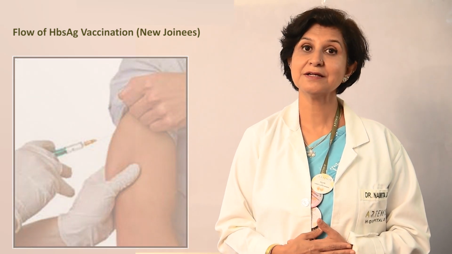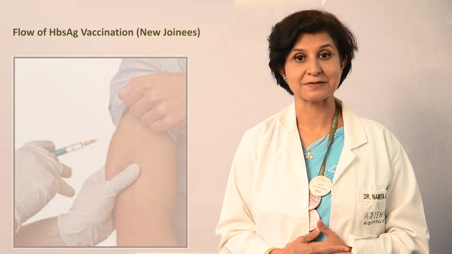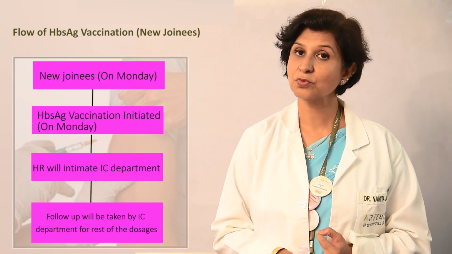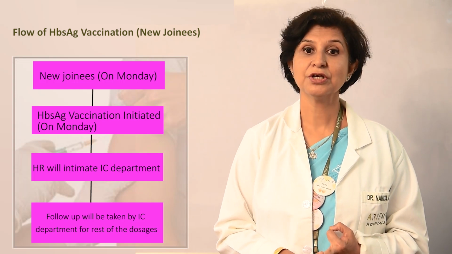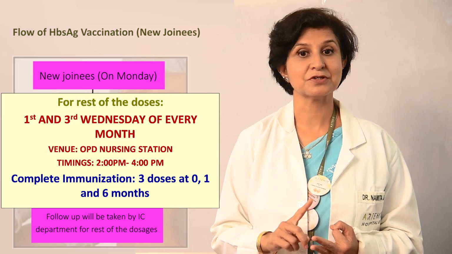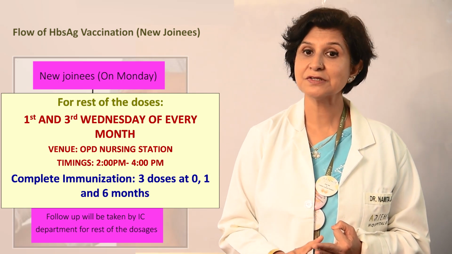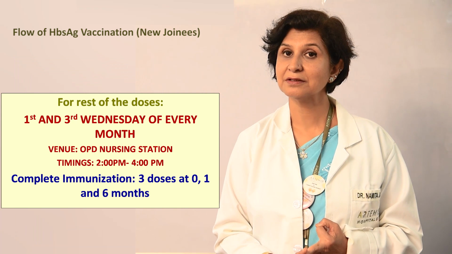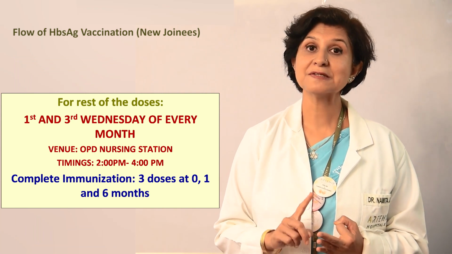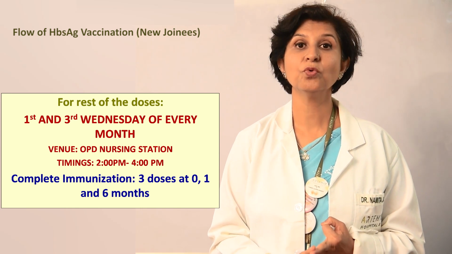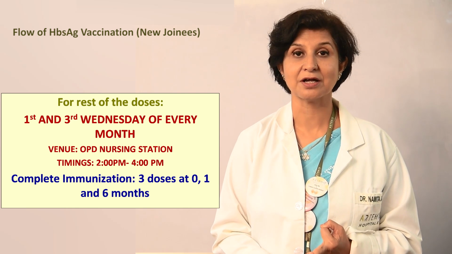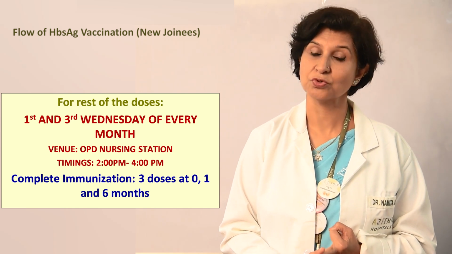We give the hepatitis B vaccination as a prophylaxis to all new joinees on Monday. We know that there are 3 doses for the hepatitis B vaccination. We have it at the time of joining, then after 1 month, and after 6 months. On every first and third Wednesday of every month, the OPD nursing station timings are 2 to 4 p.m. We must complete our immunization. The onus is on us. Of course, the infection control personnel and the HR will help you to achieve your 3 doses.